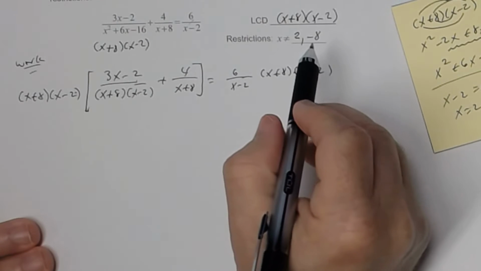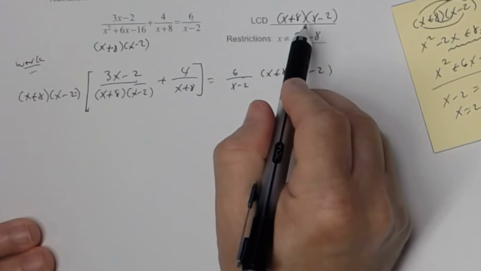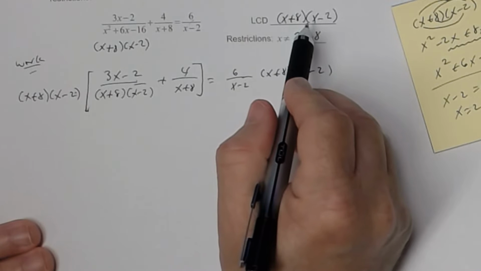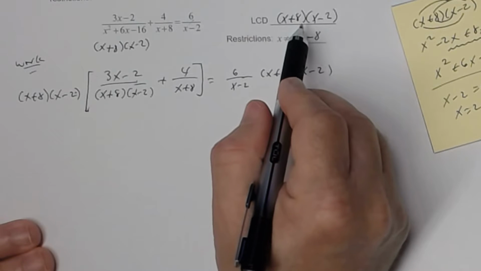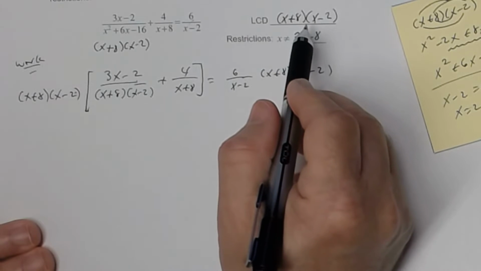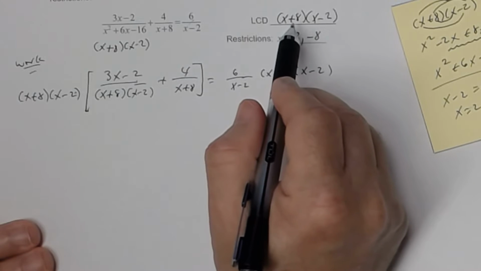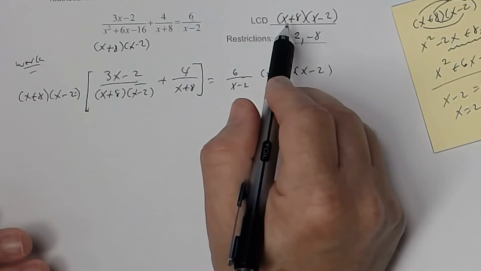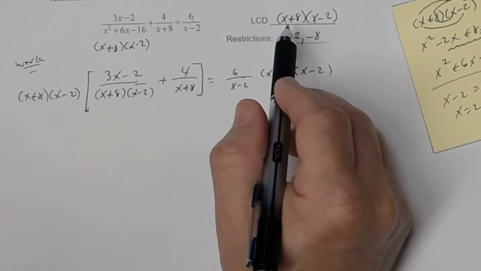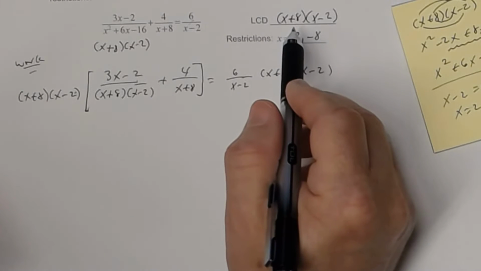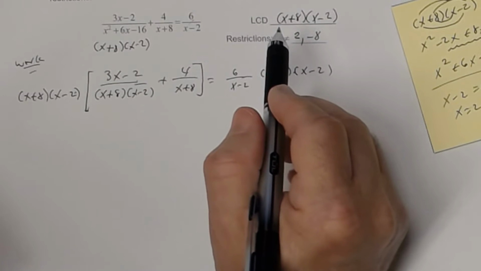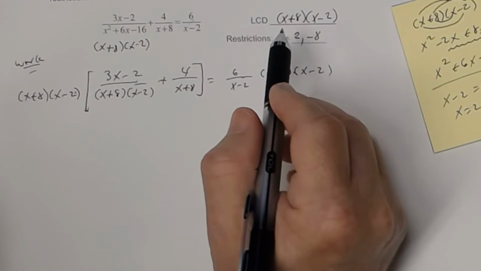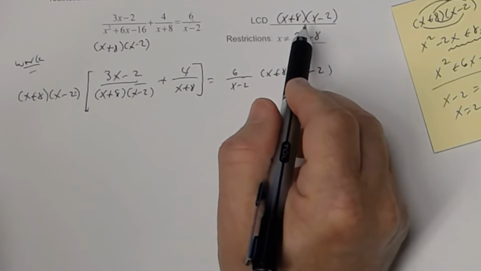Now one other thing I got to mention is that for some reason, there's always some students that when writing the LCD will put a comma here. Don't put a comma, because when you put a comma, you're indicating that your LCD is a set of factors, when in fact it is a product of factors. So you got to write it as a product. Don't put a comma here.